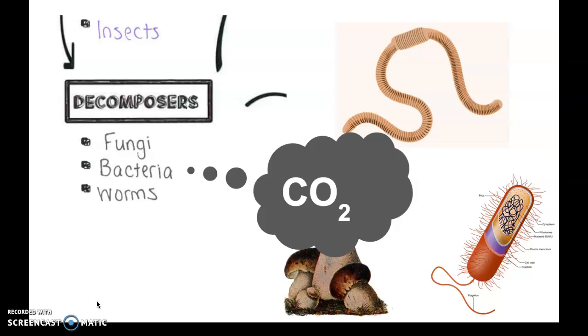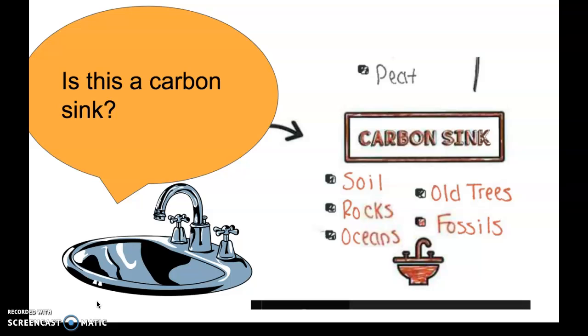Remember, the decomposers breathe out. Anything living breathes out, and when you breathe out, if they're doing cellular respiration, which all are, it is carbon dioxide. So when we go from the decomposers to the carbon sinks here, it's the decomposer returning the carbon to these different things. And carbon sink, again, a confusing name, but we'll get it.